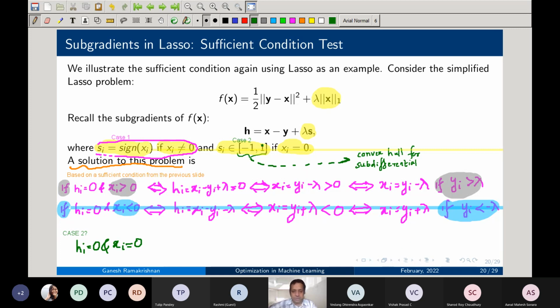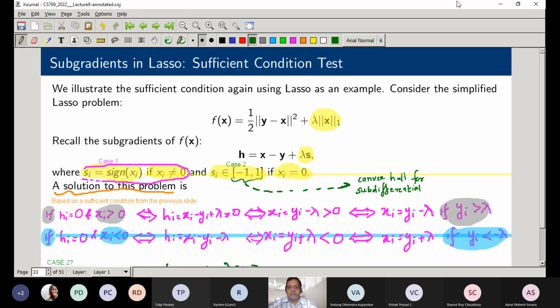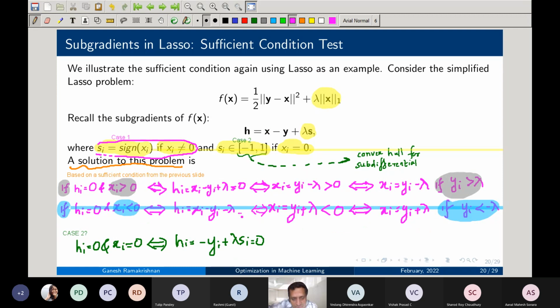Now, when will this happen? You just need to write this down. What you write for s here is tricky, so let's just finish that. It's minus yi plus lambda si equals 0. I think I've been missing the 0 in some places. Equals 0. Let me just shrink this. This was meant to be equal to 0, and the previous line as well.